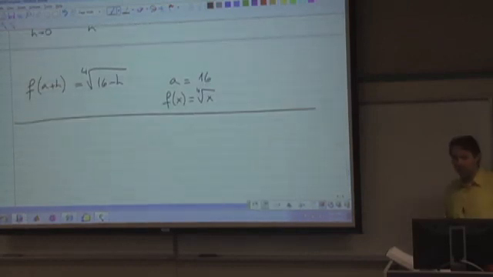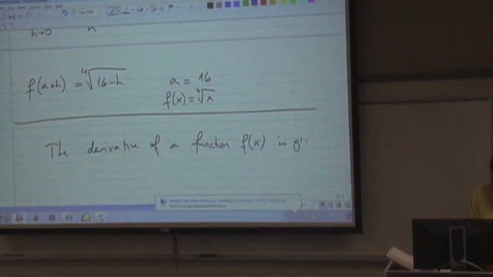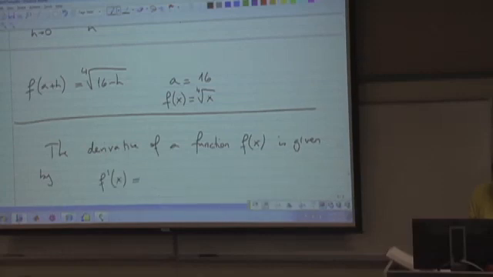So, the derivative of a function f of x is given by f prime of x is equal to the limit as h goes to 0 of f of x plus h minus f of x, divided by h.